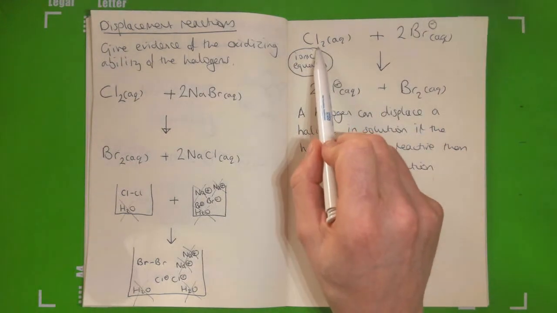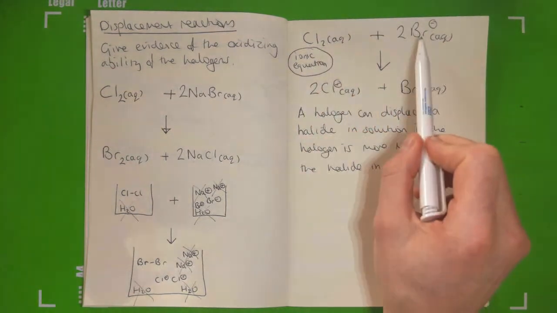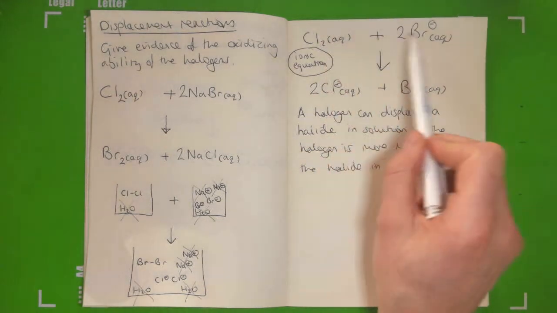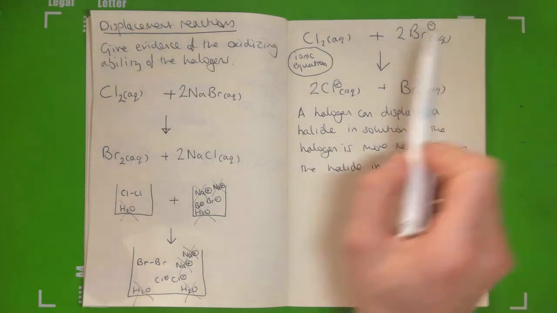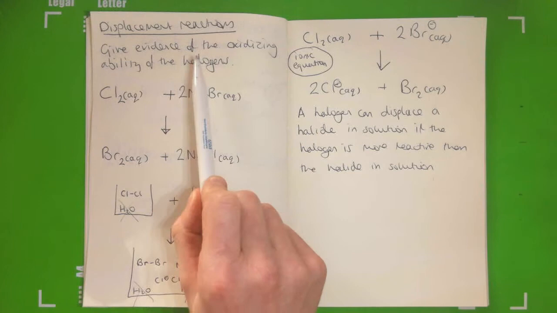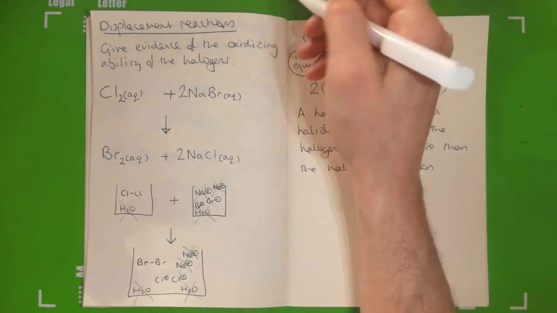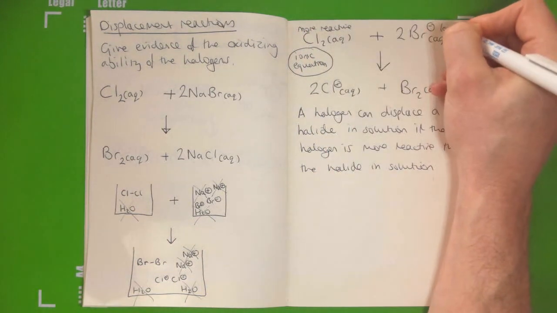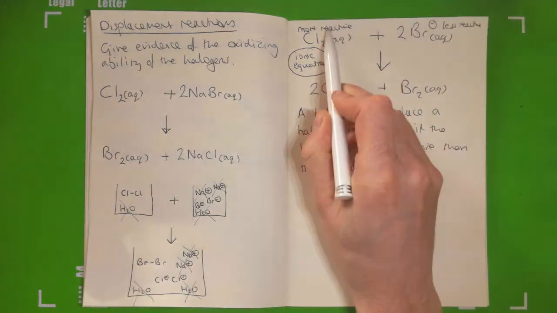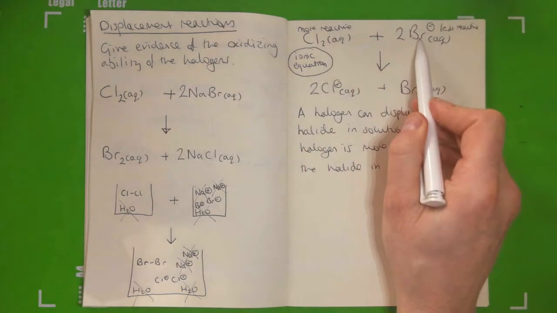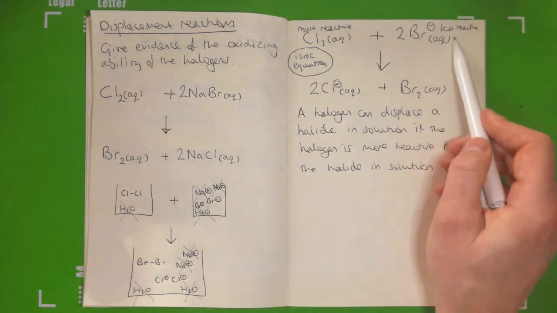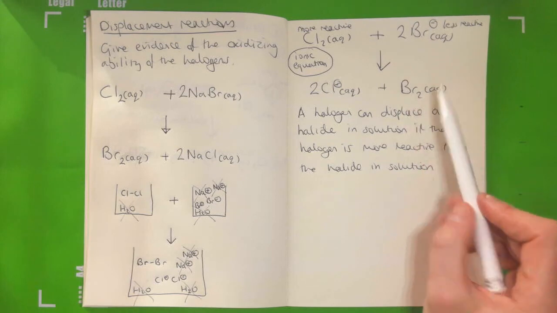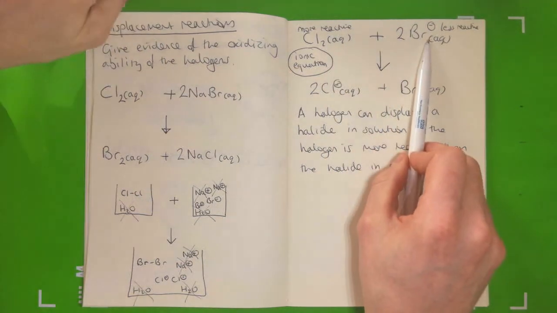So we can see here that chlorine is our halogen, and bromide is our halide. Now, chlorine is more reactive than bromide. In other words, it's a stronger oxidizing agent. So this is more reactive, and that is less reactive. Because it's more reactive, it's able to displace the less reactive one away from the sodium ions to produce Br2. And that would only ever happen if the halogen is more reactive than the halide.